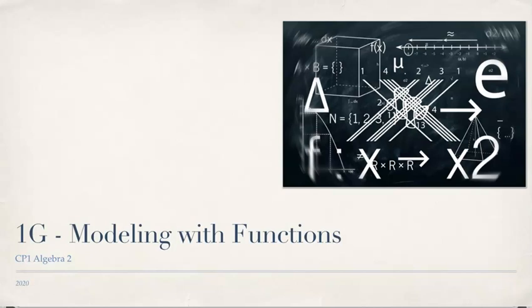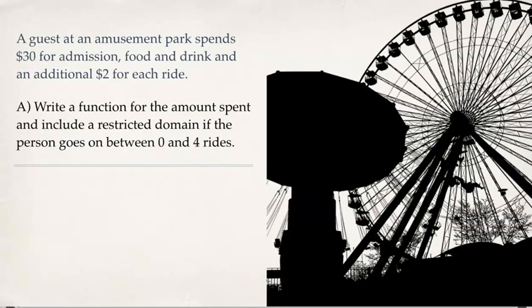Let's look at a modeling problem, which is some sort of real-world example that we can use functions to describe more clearly. Okay, so we're going to look at somebody at an amusement park. A guest at an amusement park spends $30 for admission, food and drink, and then an additional $2 for each ride. So we're going to write a function that describes this guest's behavior at this park, because why wouldn't you want a function that describes that?